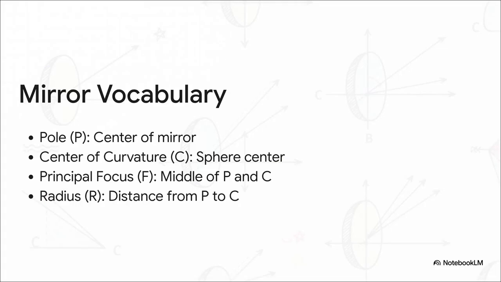Okay, to draw our diagrams, we need some map coordinates. The dead center of the mirror's physical surface is the pole, marked P. The center of that giant imaginary sphere the mirror was cut from, that's the center of curvature, or C. Plop exactly halfway between P and C, and you've got the principal focus, or F. And the distance from the pole to the center of curvature is simply the radius. Since F is perfectly in the middle, the radius is always exactly twice the focal length. So R equals 2F. Easy enough, right?